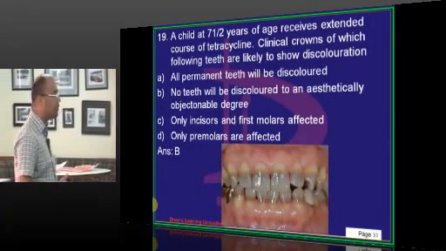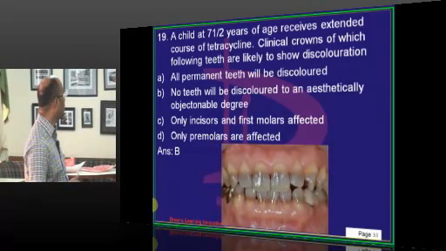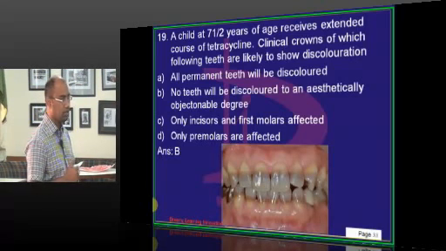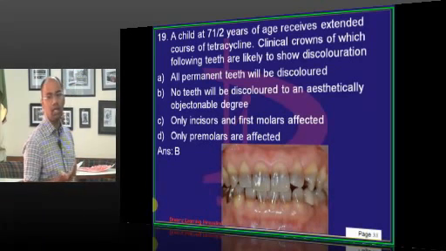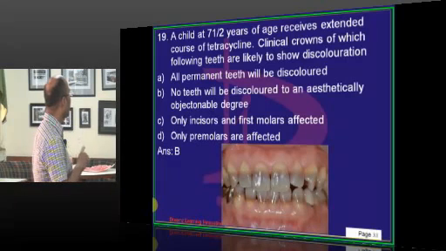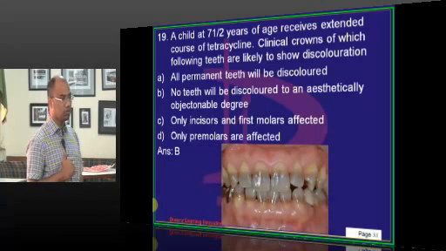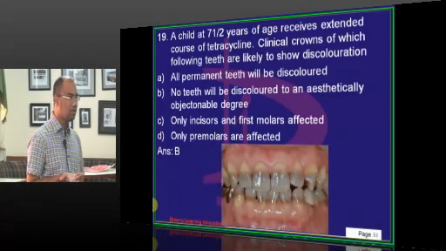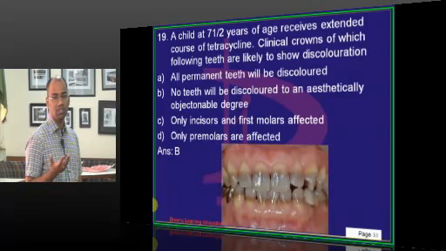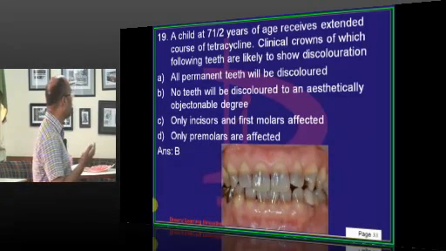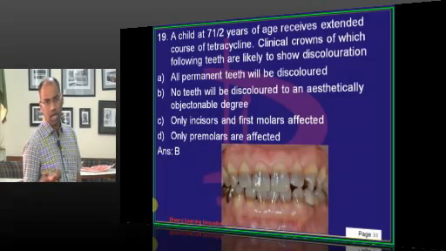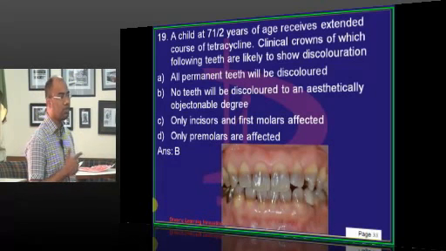A child at 7.5 years of age receives an extended course of tetracycline. Clinical crowns of which of the following teeth are likely to show discoloration? Again, this is a question where you have to think about the eruption of the teeth, the sequence. By 7.5 years, he receives a tetracycline dose. So by then, most of the permanent teeth are erupted, so the calcification of most of the permanent teeth is done. The only teeth which are left are the third molars. Other than third molars, the calcification of all the teeth is almost done.